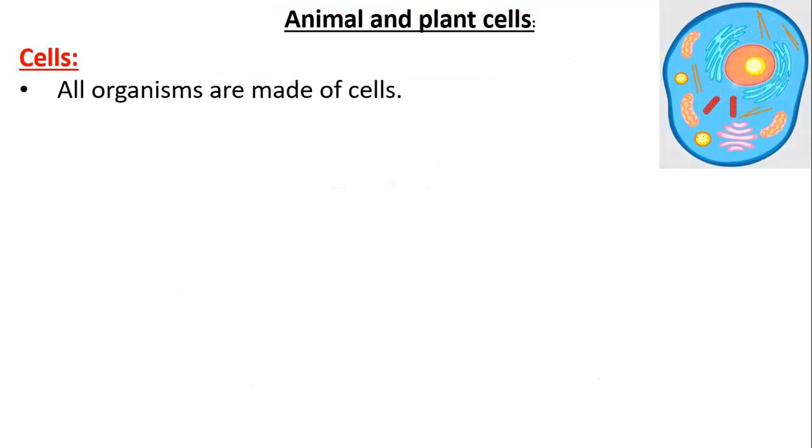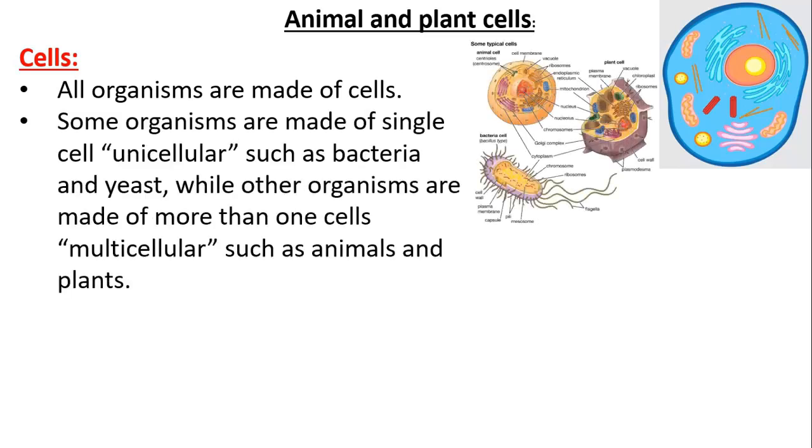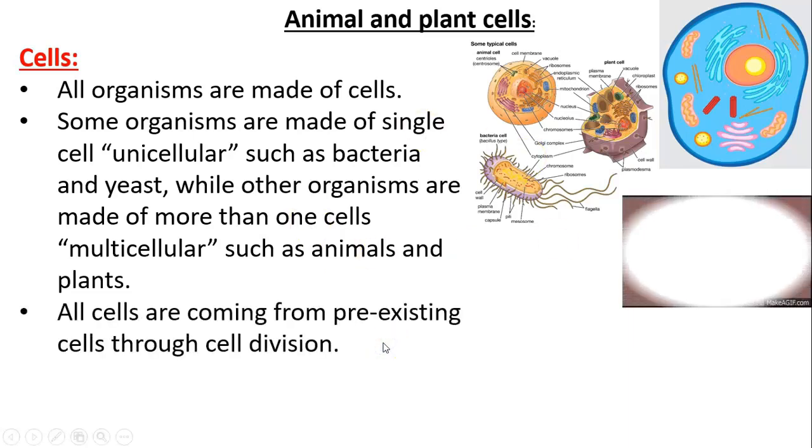What are cells? Cells are the basic unit of any living organism. So basically, all living organisms are made of cells. But are all living organisms made of many cells? Actually, no. Some living organisms are unicellular. Uni means one, so it's made of just one cell. Famous examples are bacteria and yeast. But other organisms are made of a lot of cells, and we call them multicellular, like animals and plants.